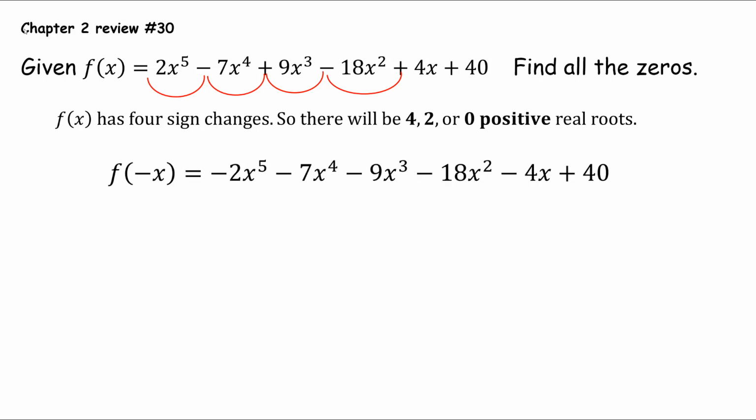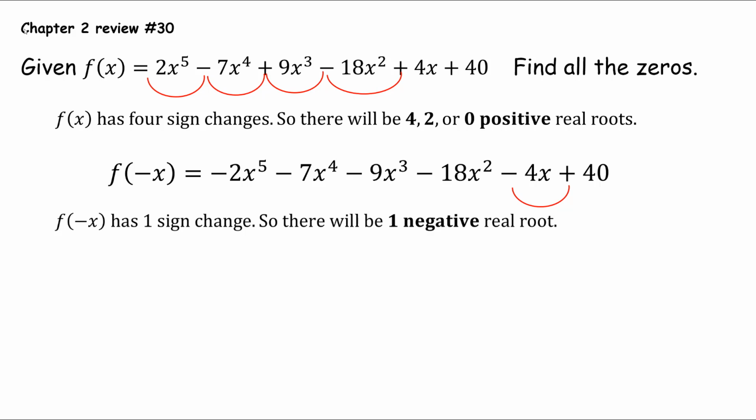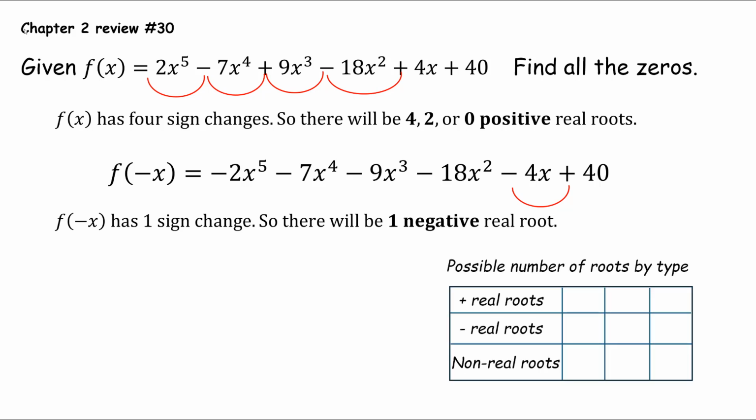If we look at f of negative x, there's only one sign change there, so there will be one negative real root. Okay, so that's really nice because that tells us definitely there will be one negative real root, and that's the only possibility. So we can set up a little chart to get an idea of what the scenarios might be. First of all, we know no matter what any of the other things are, there will be one negative real root. The positive real roots, we said, there could be 4, there could be 2, there could be none.